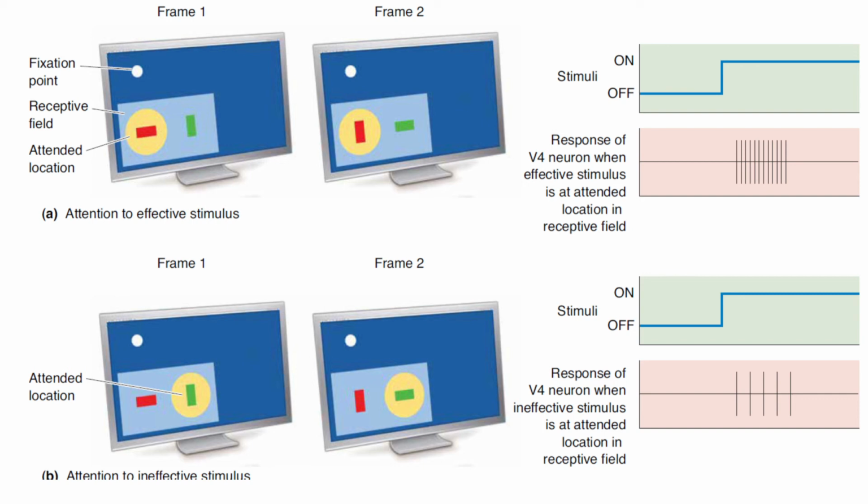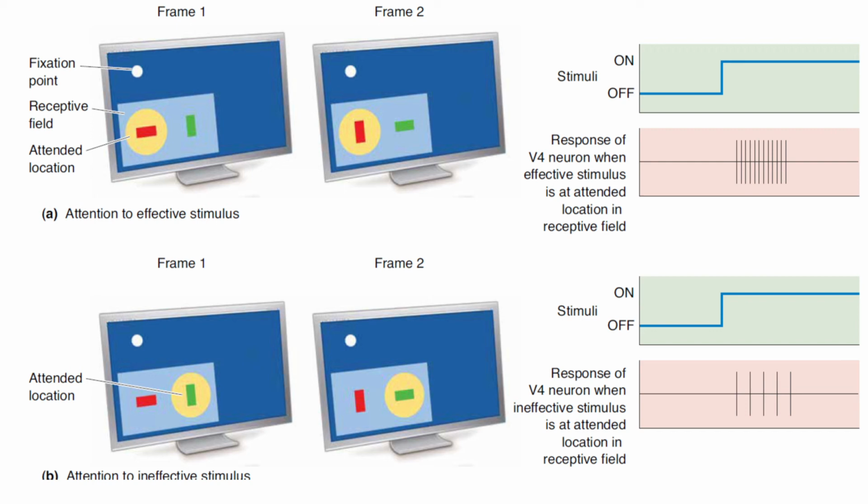And then the monkey, always looking at the fixation point, has to perform a task. The task consists of paying attention to one of those stimuli and detecting if there is any change from one frame to the other frame. So in frame 1, the red stimulus is horizontal, and in frame 2 it's vertical. The monkey has to release a lever when there is any change. If they remain the same, the monkey does nothing, but if it changes, the monkey has to release a lever.